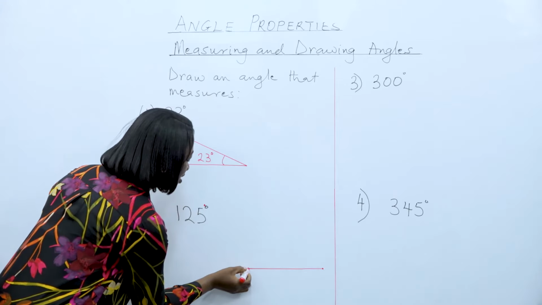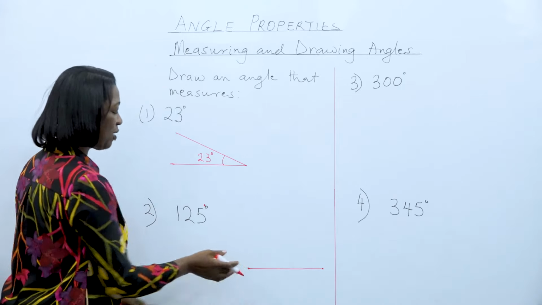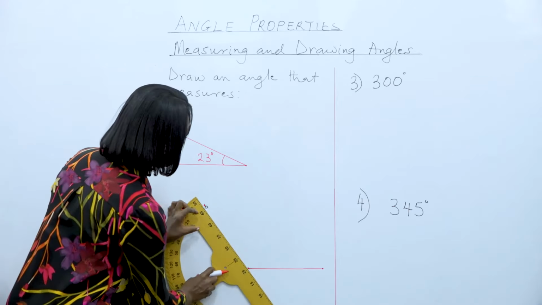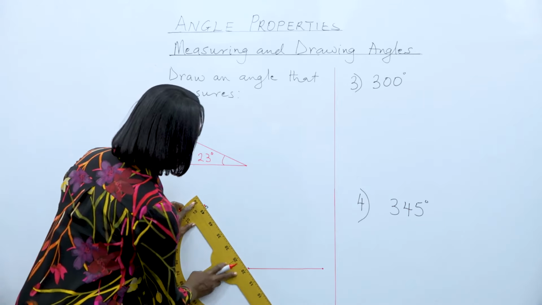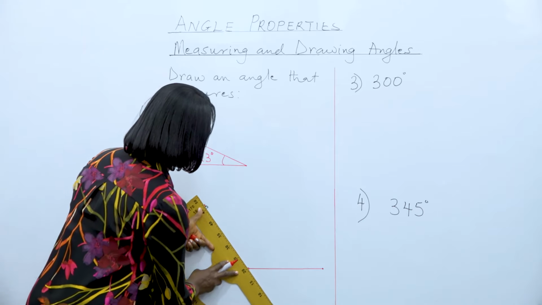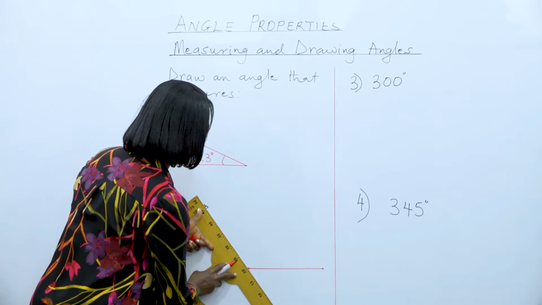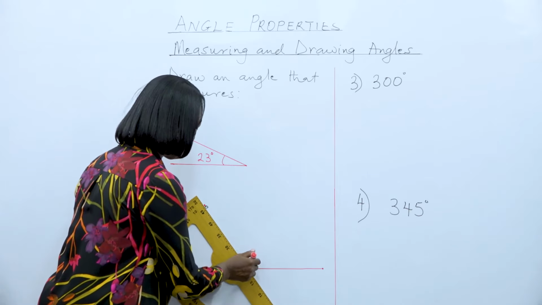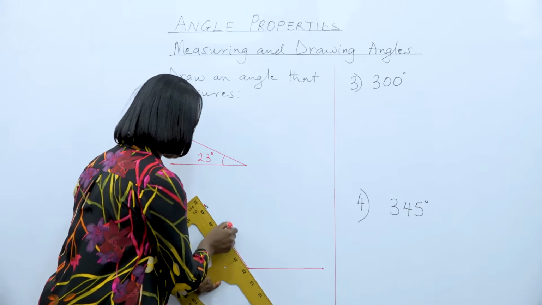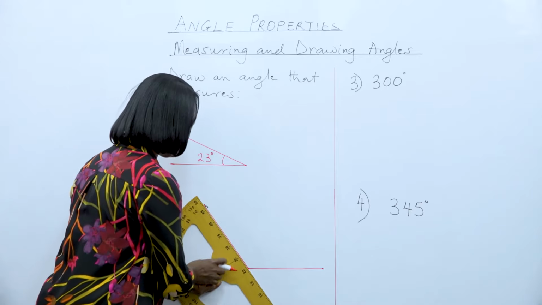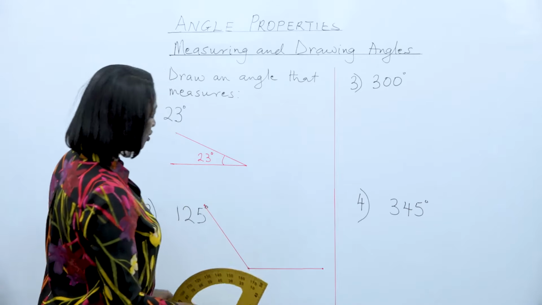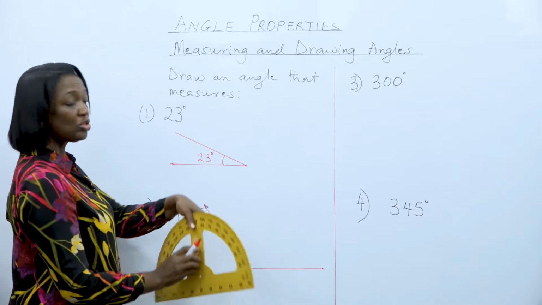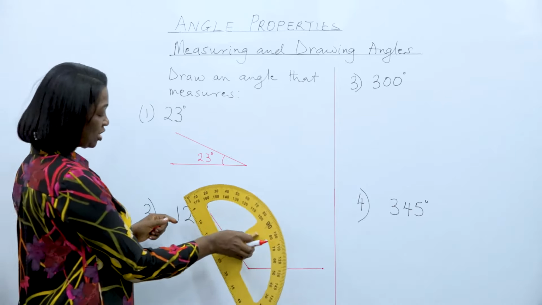This is my vertex, because that's where I put the center of my protractor. So I'm just going to join the vertex to the mark of 125. So that is an angle of 125 degrees. You can obviously see that it's bigger than a right angle. So you measure again to check.